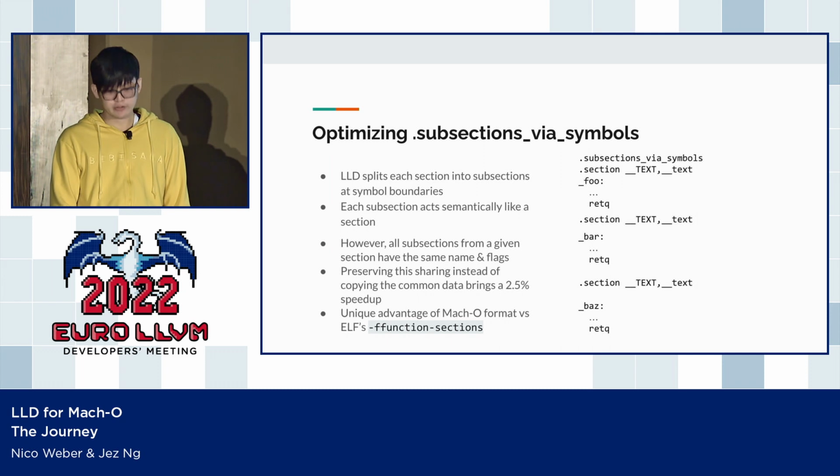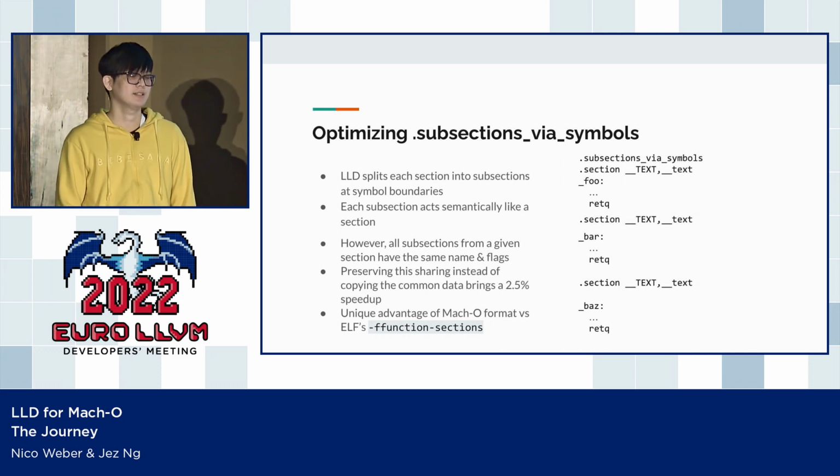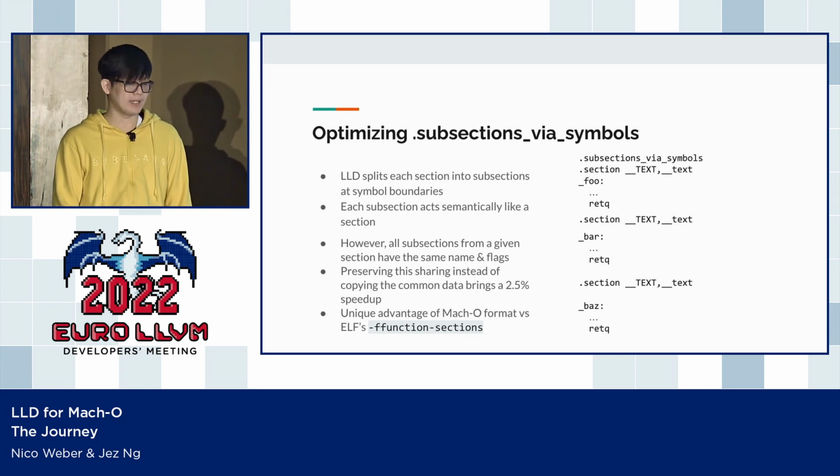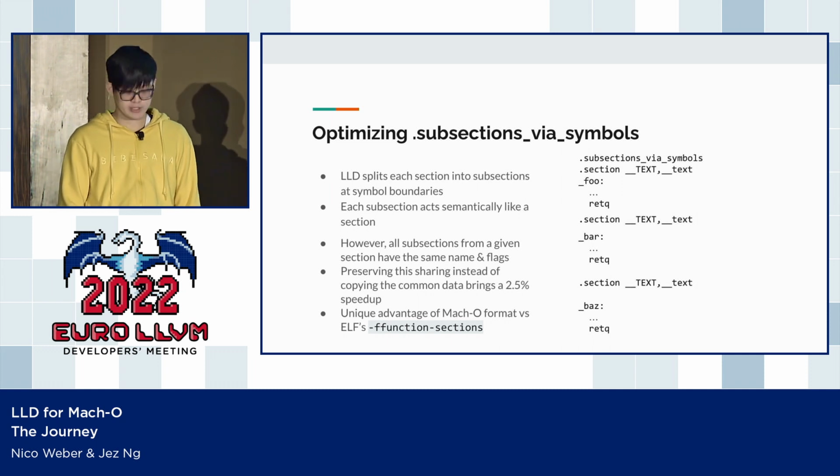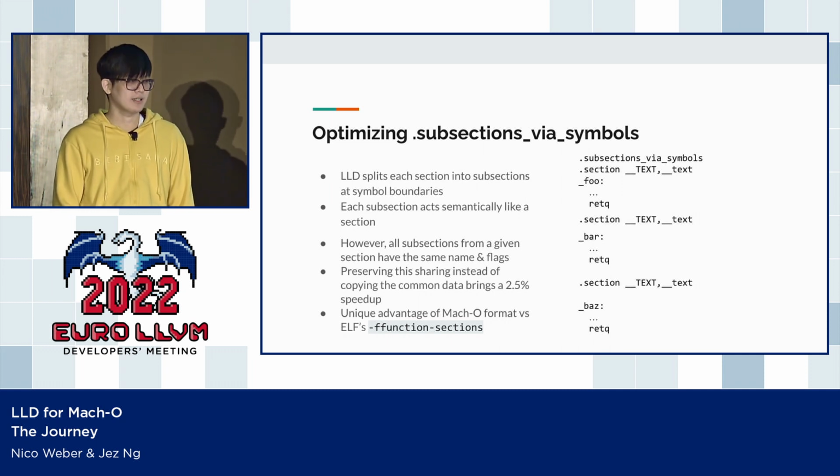Subsections via symbols is truly one of the unique advantages of the Mach-O format. ELF, in contrast, does not have this feature, and so is forced to emulate it at a compiler level. The -ffunction-sections flag causes Clang to emit each function in its own section explicitly. While this does achieve the same result, it means that the linker has to ingest significantly more object file data.